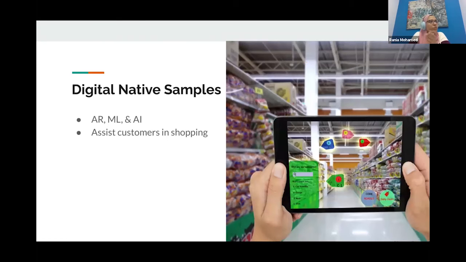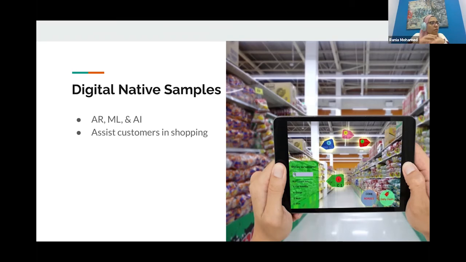Let me give you an example about digital native, and this is again for retail, for a supermarket. We are using augmented reality together with machine learning and AI. Through the tablet or the mobile, the software is able to assist the customer in shopping, helping not only with identifying the products, but also providing some sort of recommendations to the customer. This is going to help the customer have a better shopping experience in the supermarket itself.